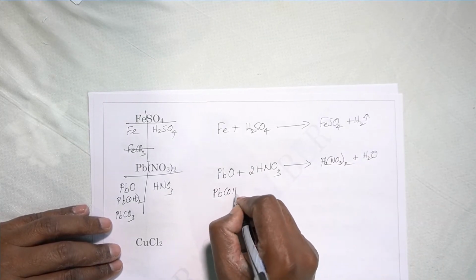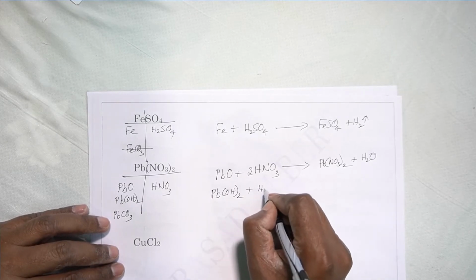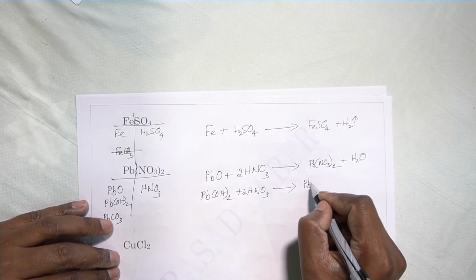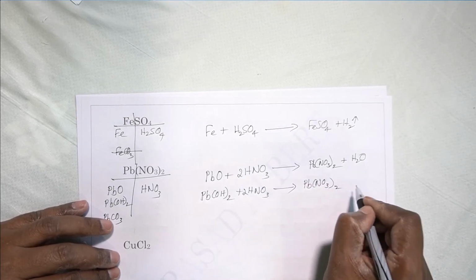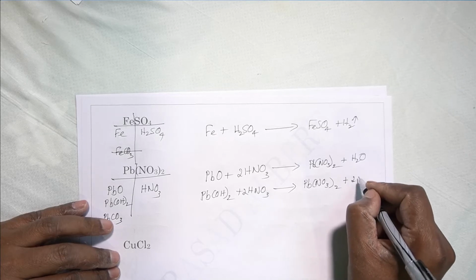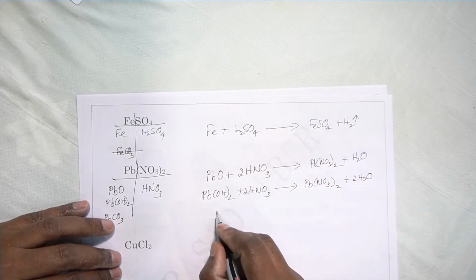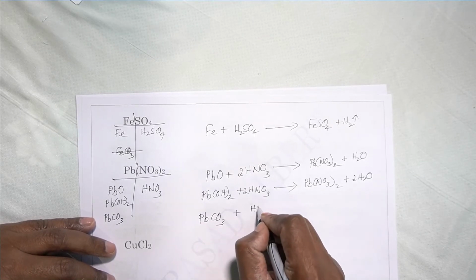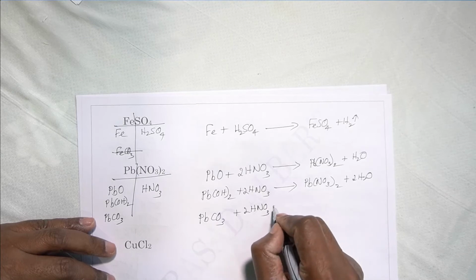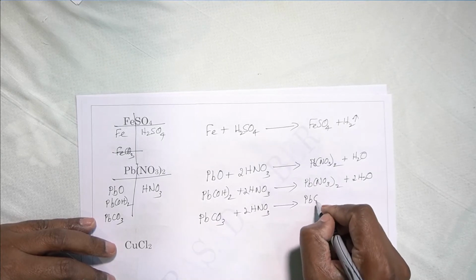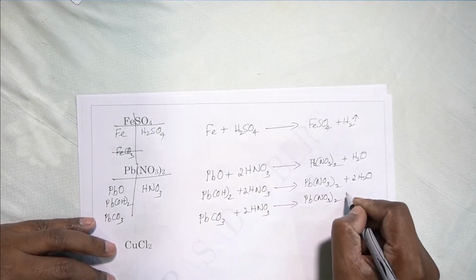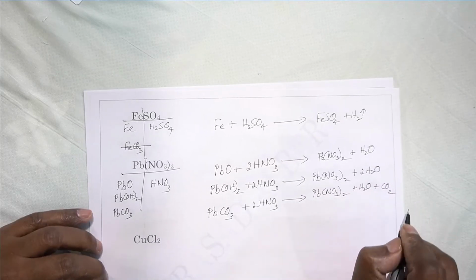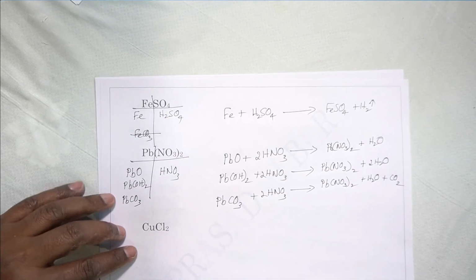Pb(OH)2, if you take the hydroxide, again 2HNO3 is required. What you get is Pb(NO3)2, lead nitrate plus 2H2O. 2 OH groups are there. Lead carbonate, PbCO3 plus 2HNO3 will give you Pb(NO3)2 plus H2O plus CO2, right? So these are the ways of getting lead nitrate.